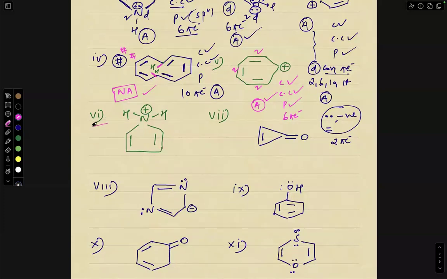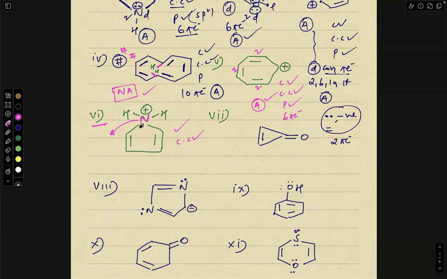Now look at this one. This is a very good question, the nitrogen one. This is cyclic. This is cyclic conjugated. Okay, now let me know what is the hybridization of this nitrogen. Tell me everyone.